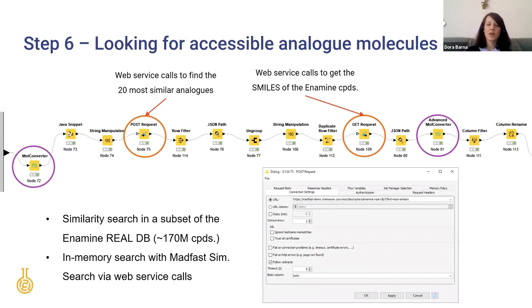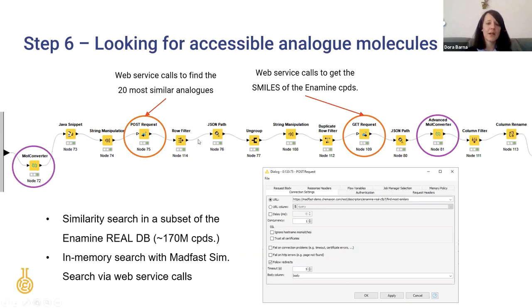The MedFast software is a server-based application, so in order to use it in a KNIME workflow, we will have to communicate with it via web service calls, which we can do with the REST web service nodes of KNIME. First, we will use a POST request node, which will send the web service calls to MedFast to perform a similarity search in the Enamine REAL database subset and find the 20 most similar analogs for each virtual compound.